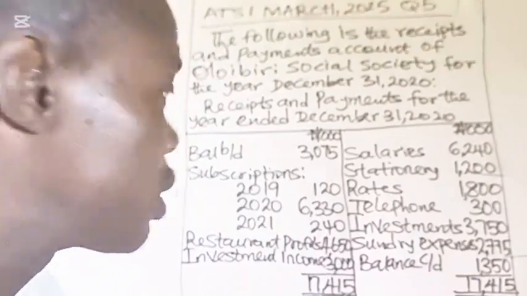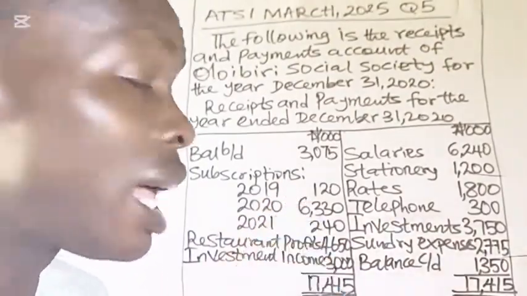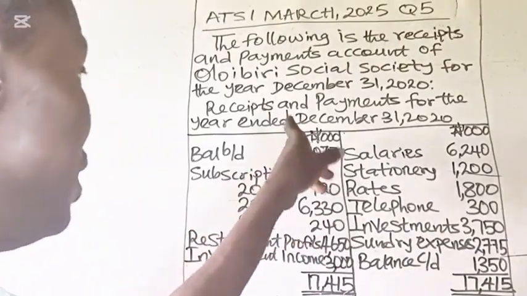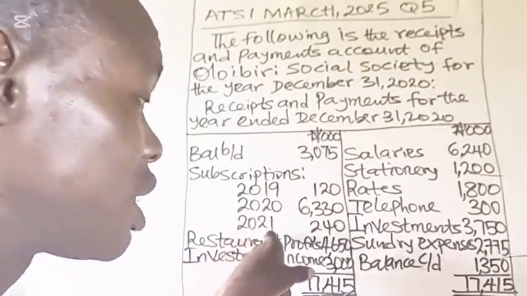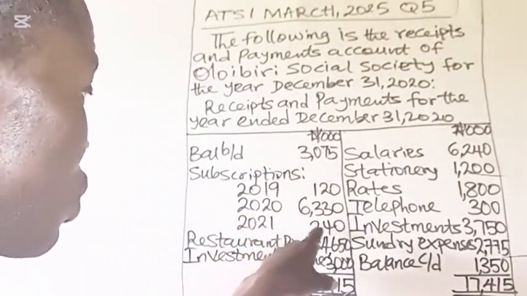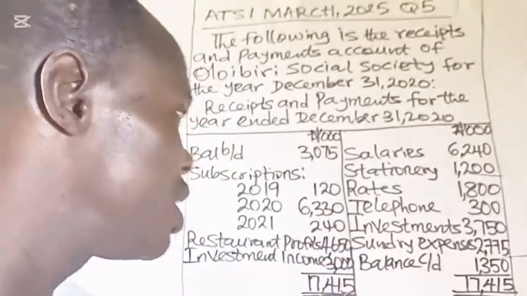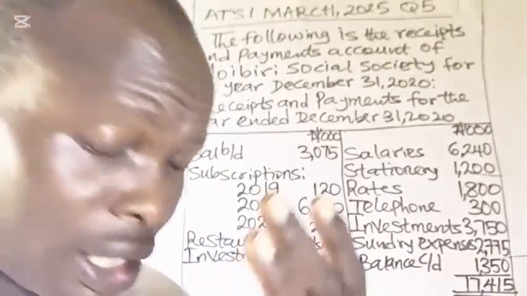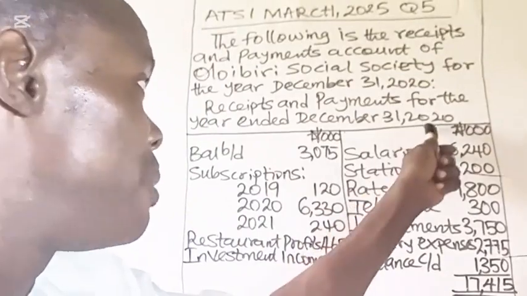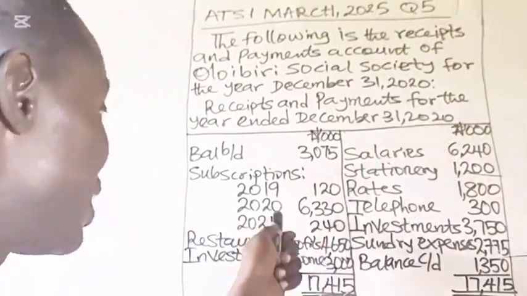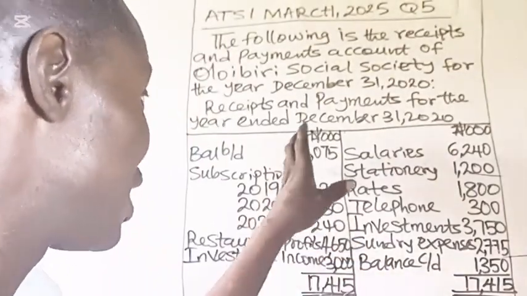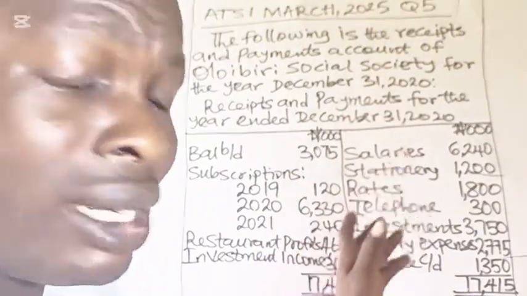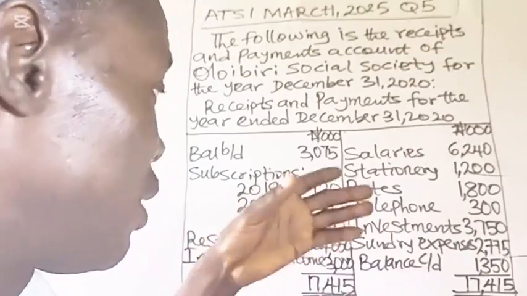It is because it was received in the year 2020 that the subscription was included in the receipt and payment for the year 2020. So the subscription for 2021, which is 240, is the amount made for 2021. Remember, this receipt and payment is for 2020, but this subscription was received in the year 2020. That is why it was included in the receipt and payment account for 2020.